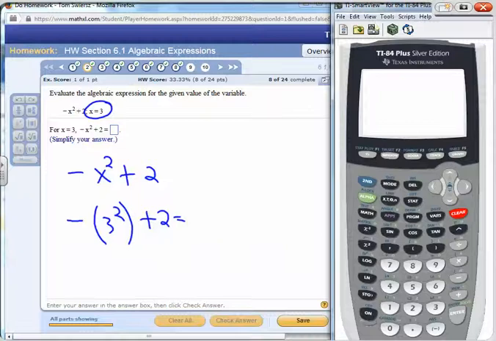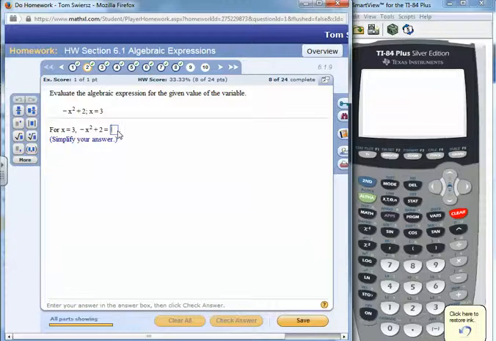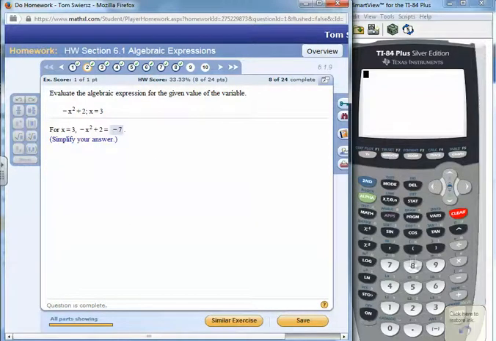So again, 3 squared, the base is 3, is 9. -1 times 9 is -9, plus 2. -9 plus 2: subtract the numbers because they're different signs, and you take the sign of the larger absolute value, which in this case is negative. So our answer is -7.